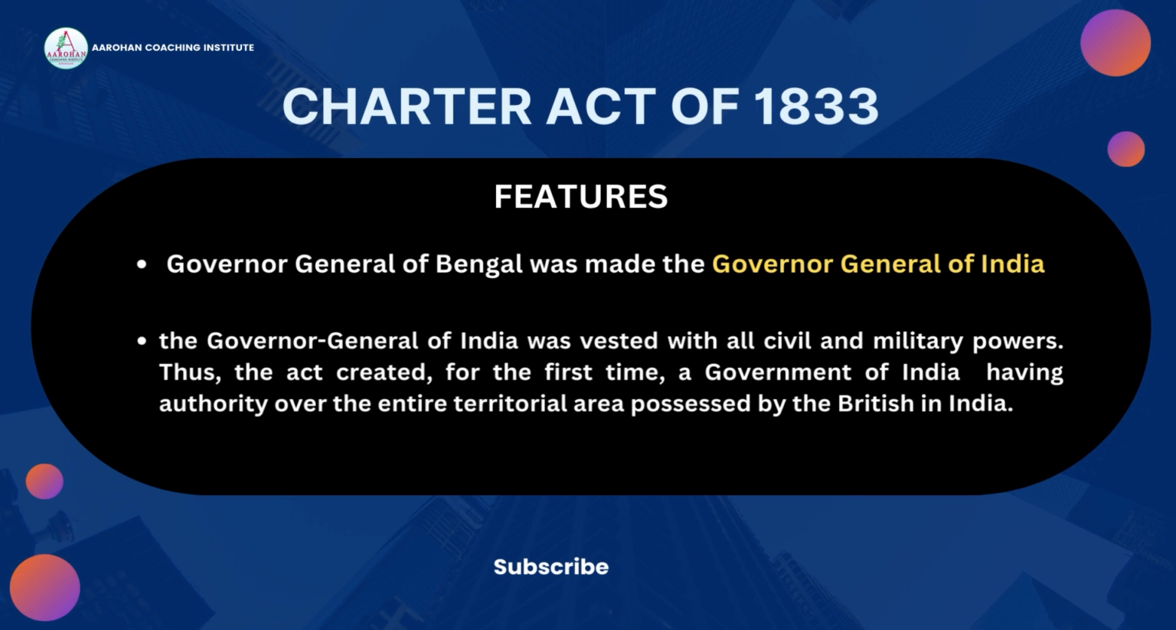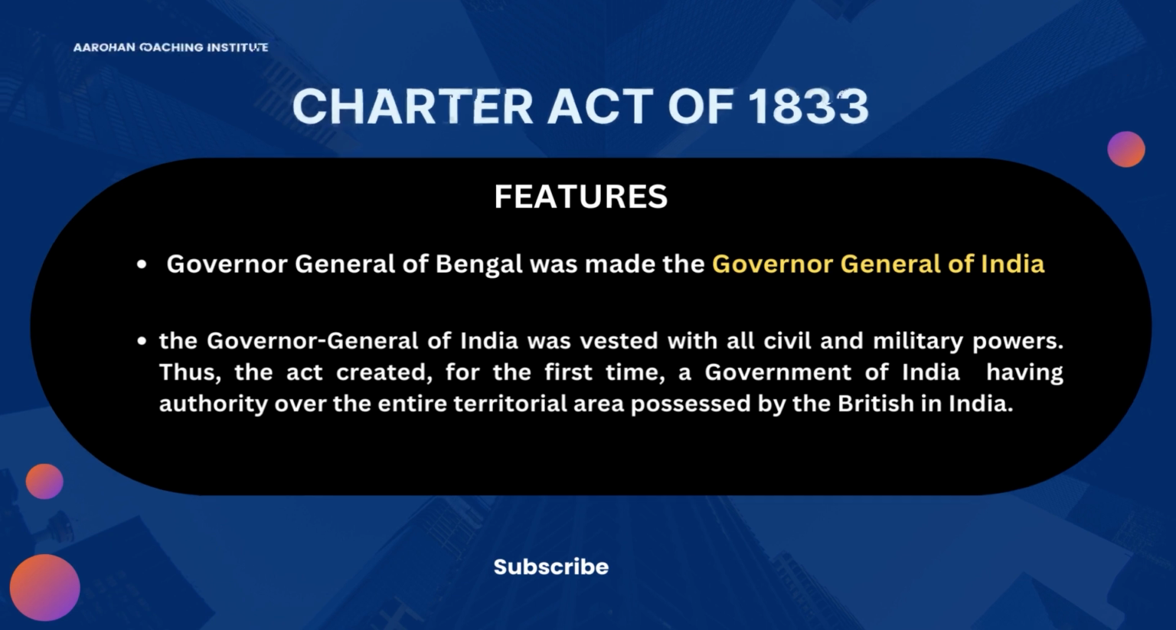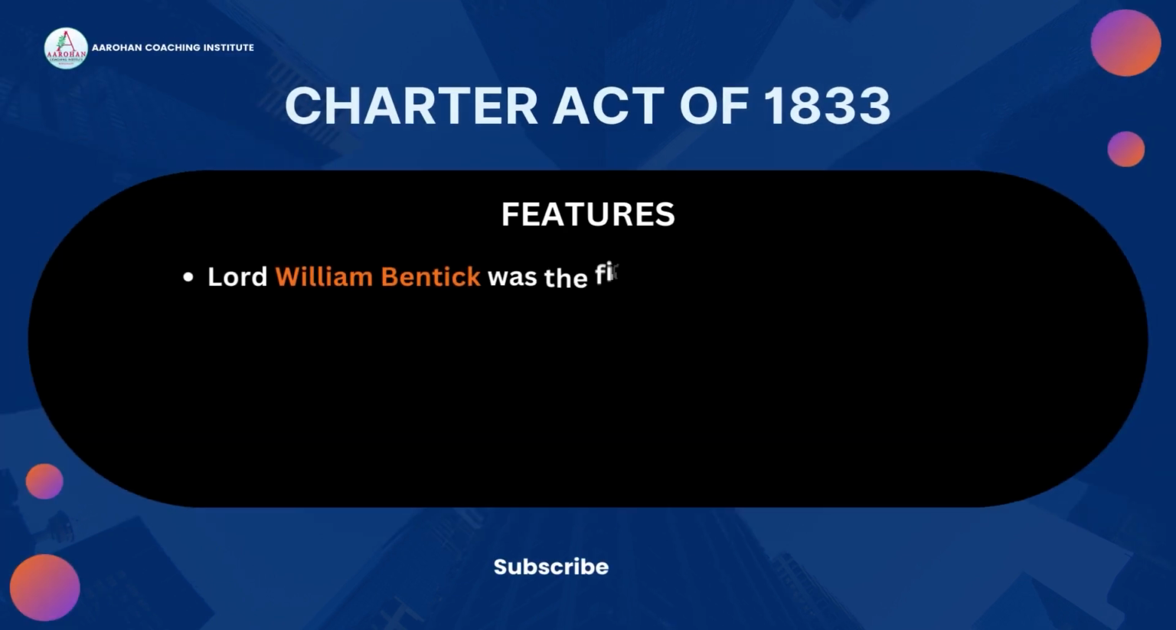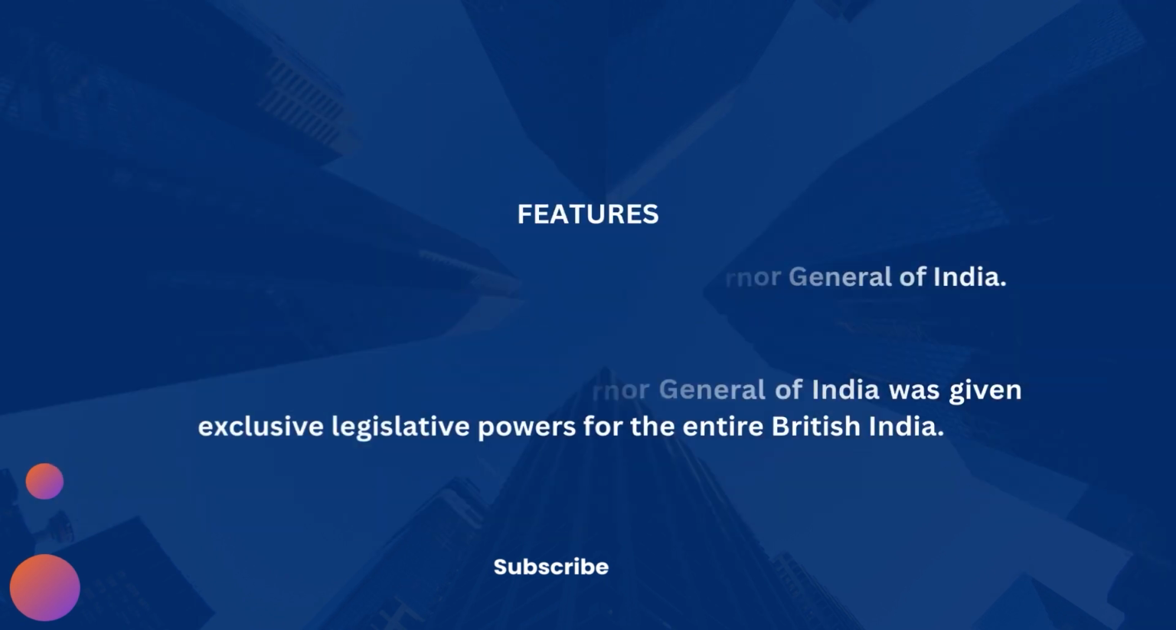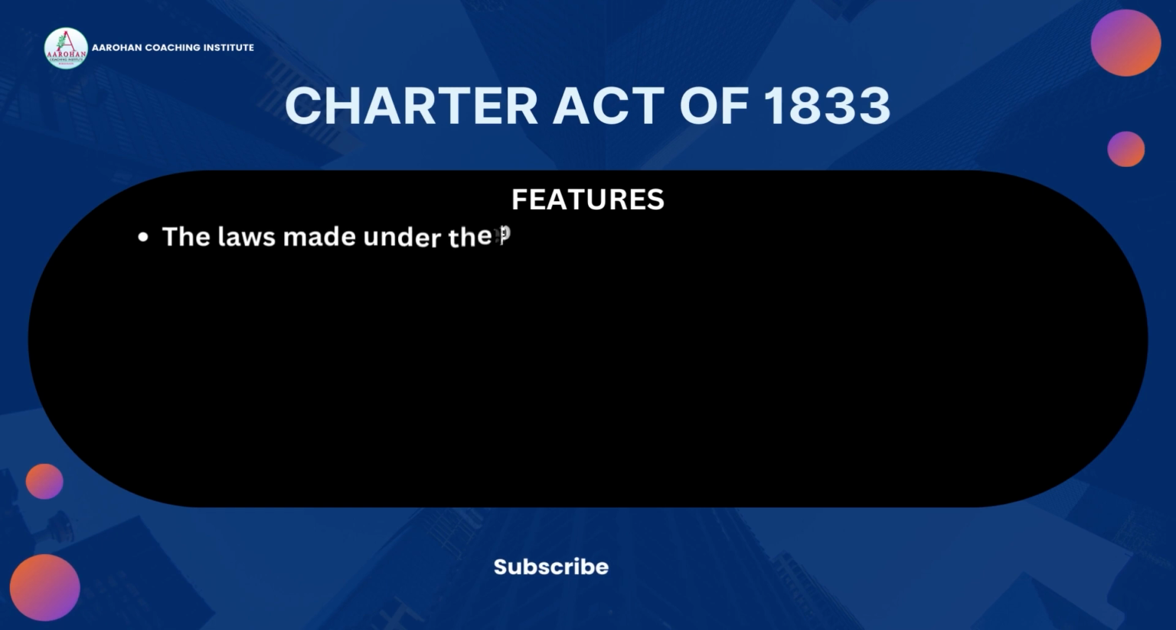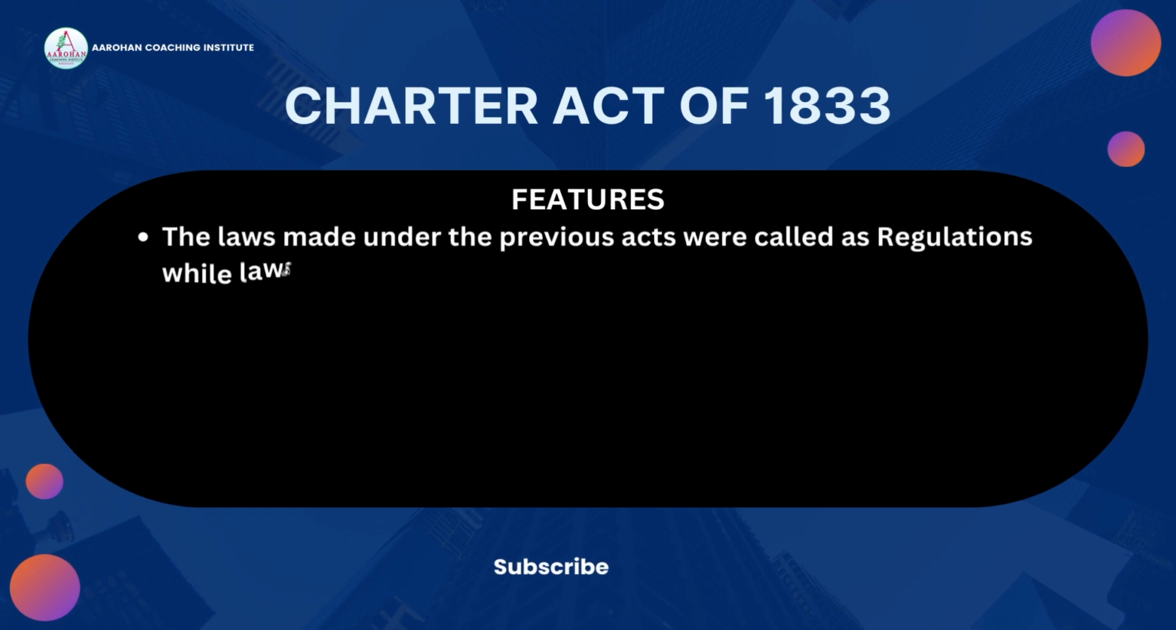Thus, for the first time, a Government of India was created, which had the authority over the entire territorial area possessed by the British in India. Lord William Bentinck was the first Governor-General of India. It deprived the Governor of Bombay and Madras of their legislative powers. The Governor-General of India was given exclusive legislative powers for the entire British India. The laws made under the previous acts were called regulations, while laws made under this act were called acts.